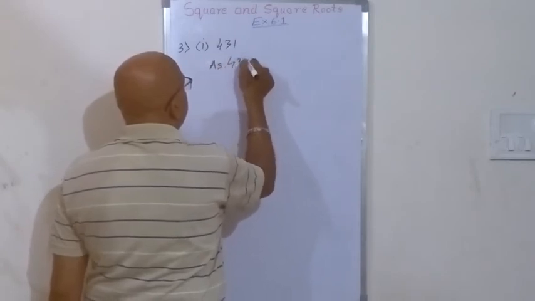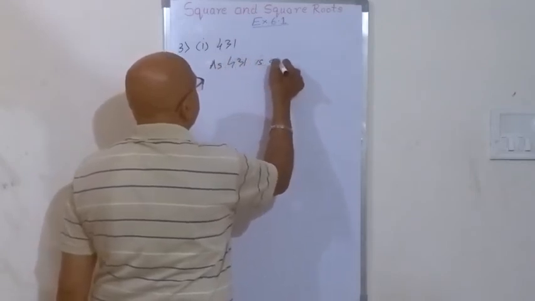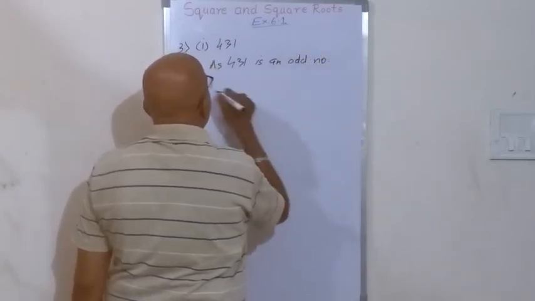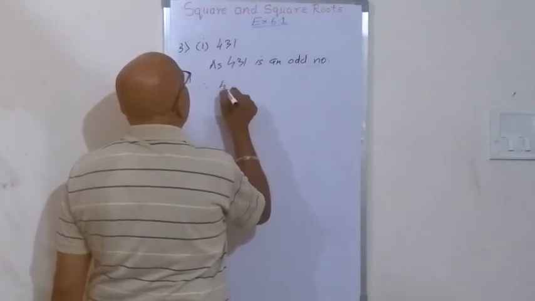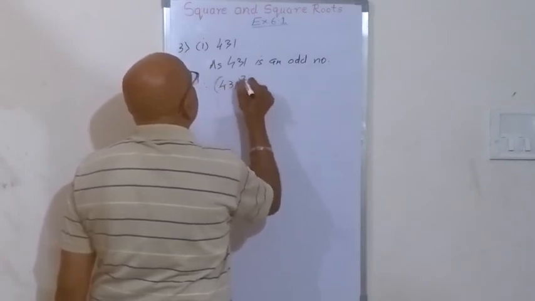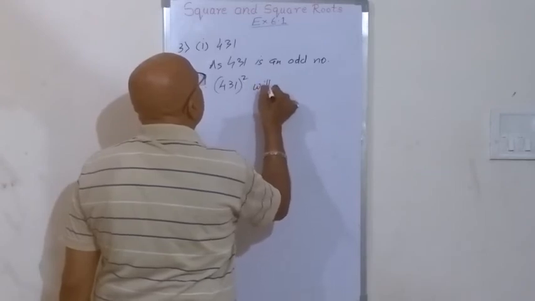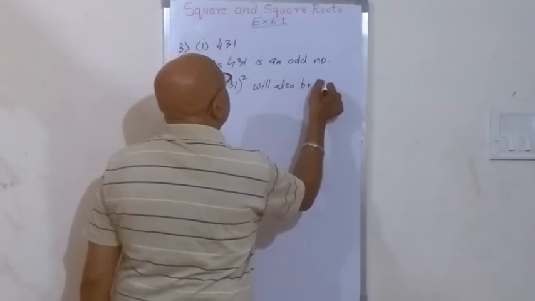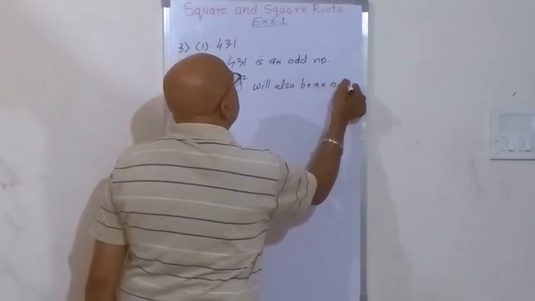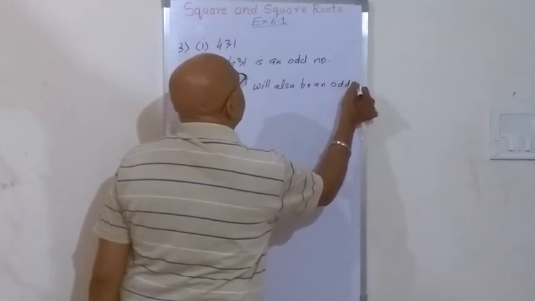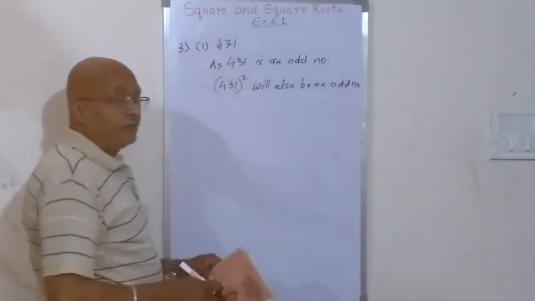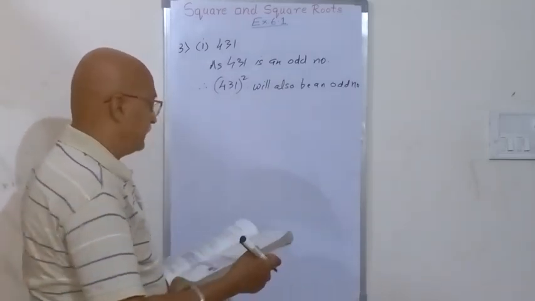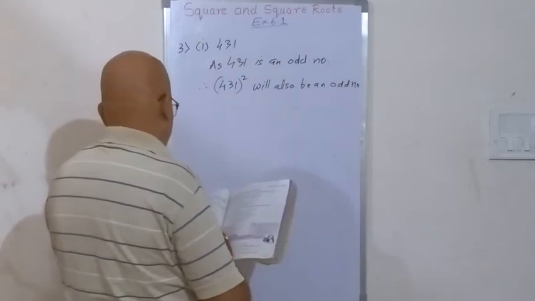So, according to this explanation, we can write here directly that as 431 is an odd number, therefore 431 square will also be an odd number. They have asked only for the odd numbers. So we'll show this is odd; the square of this will be an odd number.